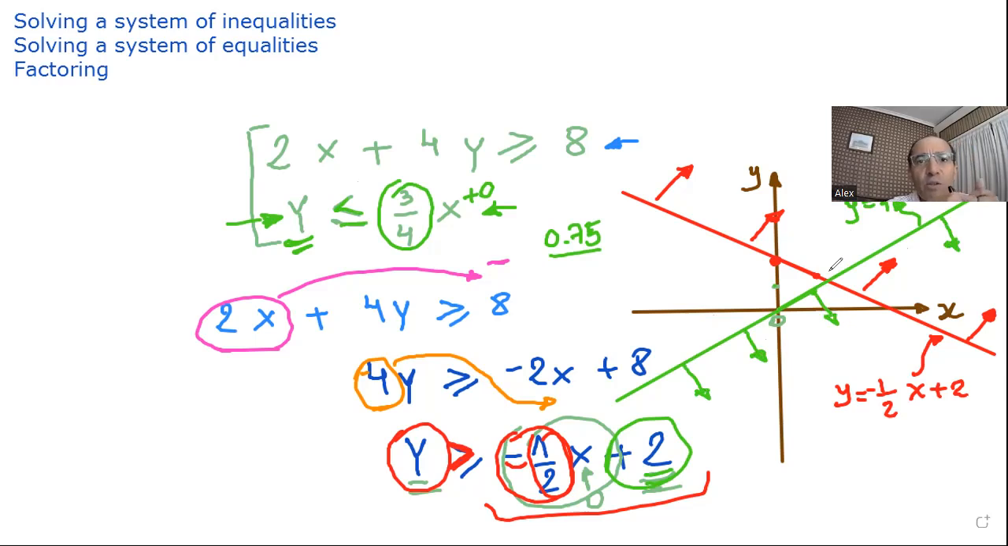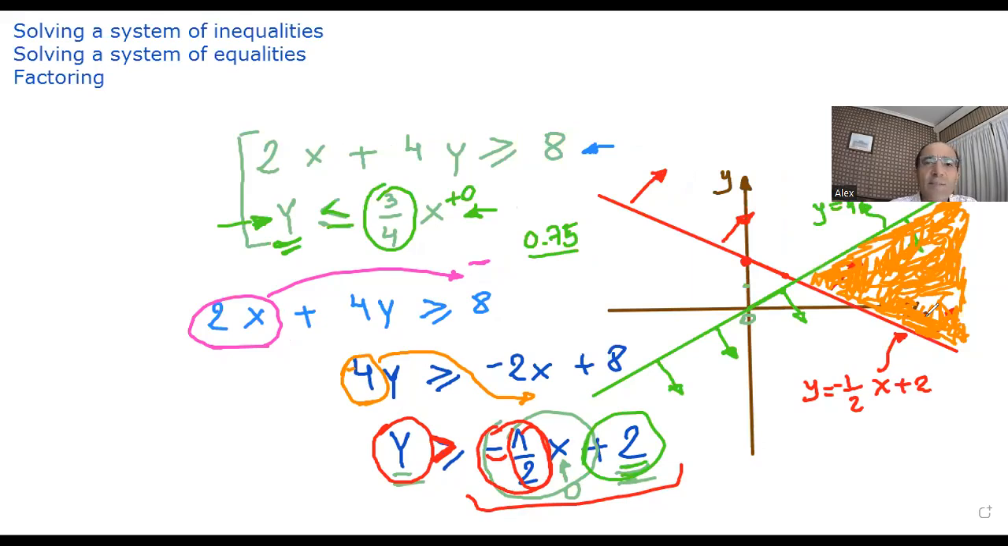So now we match the two lines together and see what is the result of this. It will be anything between both lines. So any pair xy that is between these two lines would be a solution to this system of inequalities.